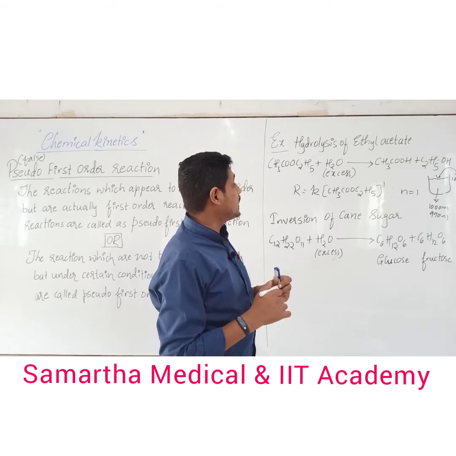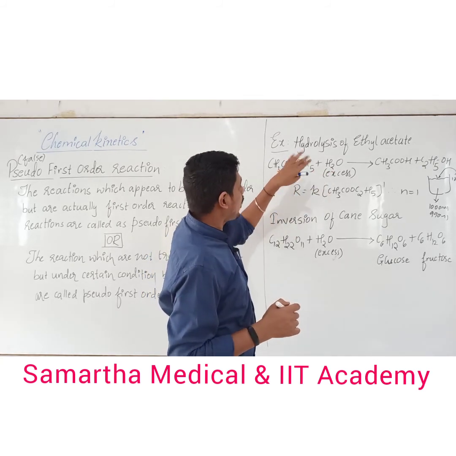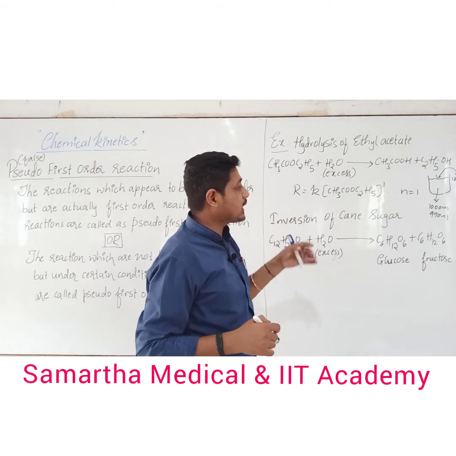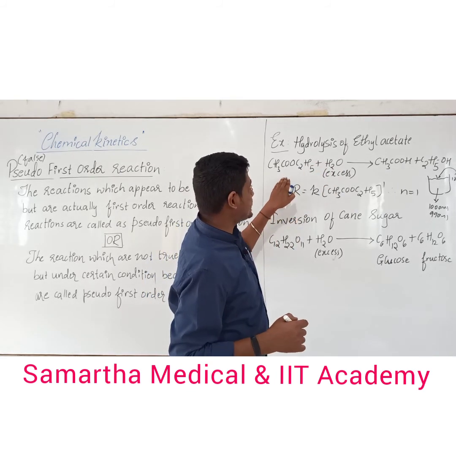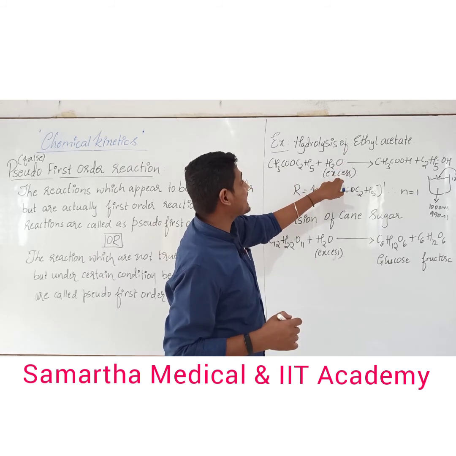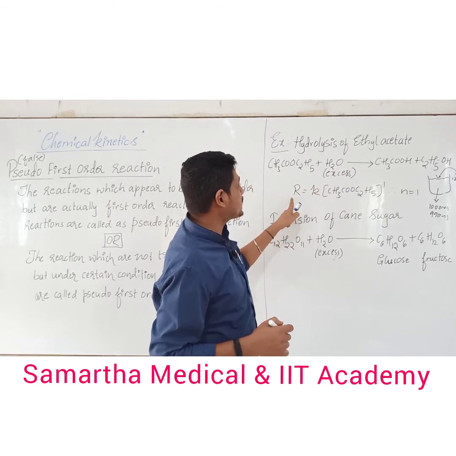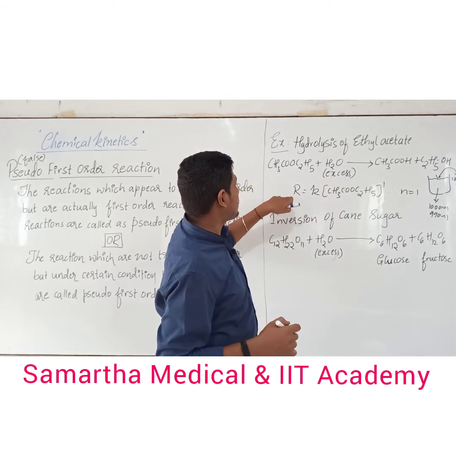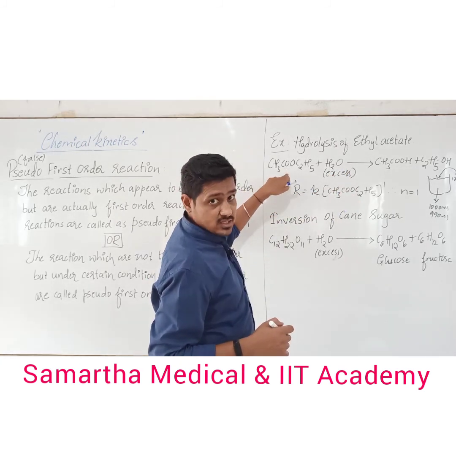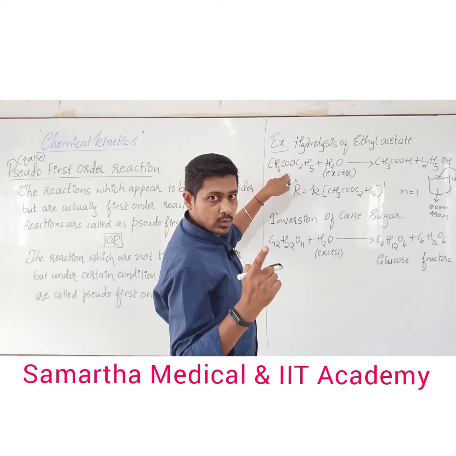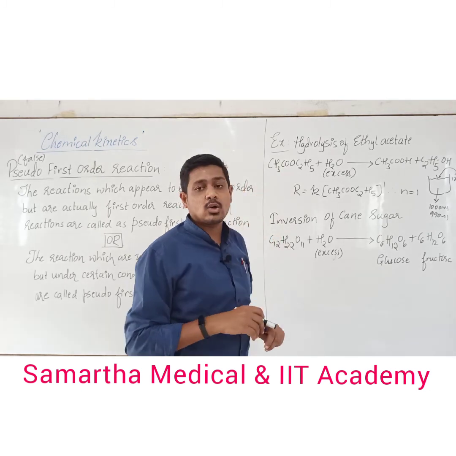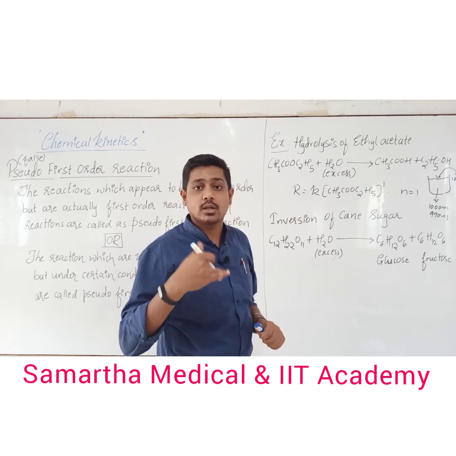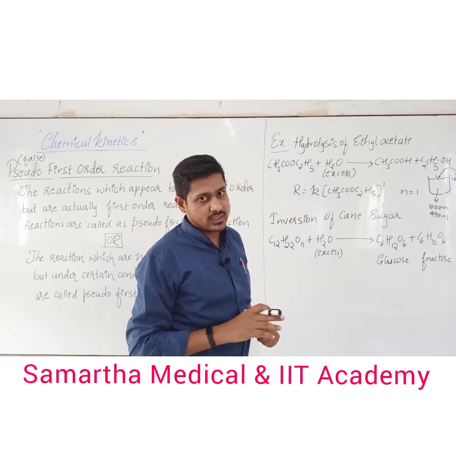See here, usually if there are two reactants, the order will be 2. We have seen this already in the examples. Here, even though there are two reactants, one reactant is present in excess, therefore the rate does not depend on its concentration. Therefore the rate depends on the concentration of only one reactant. Such reactions are called pseudo first order reactions. Pseudo means false, so we can say wrong first order reactions.